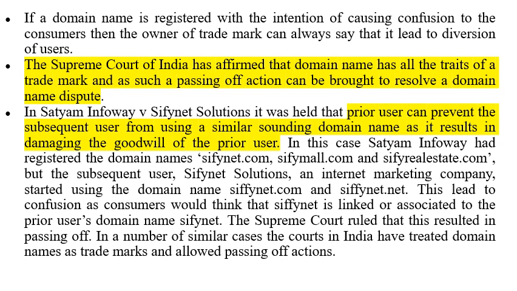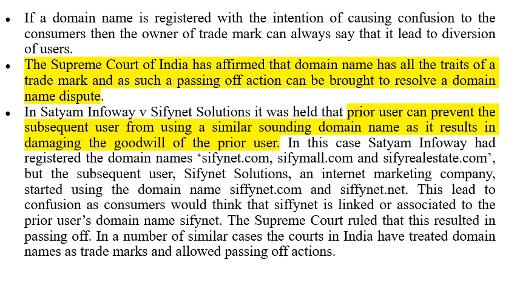In the case of Yahoo Incorporation versus Akash Arora, for the first time, the Indian court had particularly said that a domain name is equivalent to a trademark, and that it will be treated in a way equivalent to a trademark, right? But here we'll be discussing Satyam Infoway versus Sifinet Solutions. In this case, it was held that a prior user can prevent the subsequent user from using a similar sounding domain name, as it results in damaging the goodwill of the prior user.